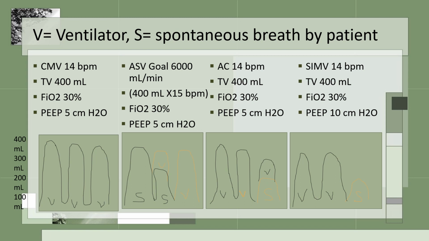So in CMV, there's 14 breaths per minute, tidal volume is 14, FiO2 is 30%, PEEP is 10. So the ventilator is taking a breath, and then the ventilator takes a breath, and then the patient had a spontaneous breath. So in CMV, it allows the patient's own rate and volume and just adds additional breaths when needed. So this is the one we most often use for weaning.